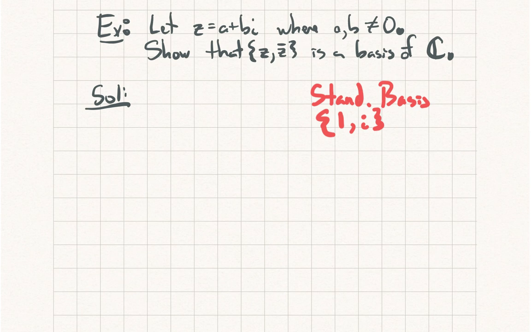But what we want to show is that if we have some complex number z that's fully complex, in the way that it has both a real part and an imaginary part, so neither a nor b is 0, then the set z along with the conjugate is indeed a basis. I'll just remind you the conjugate is a minus bi, which means swapping the sign between the real and the imaginary part.